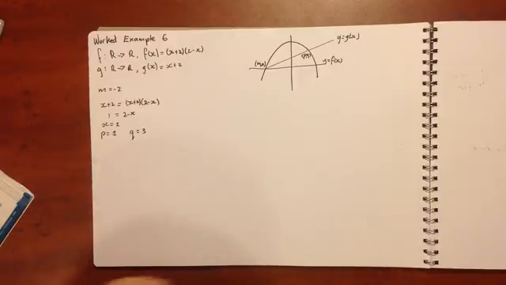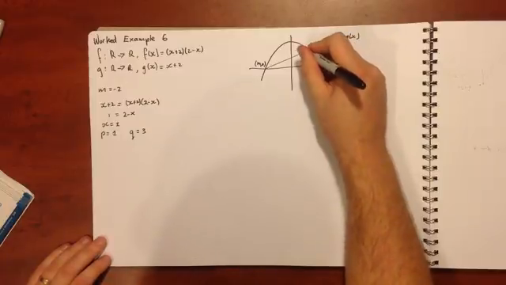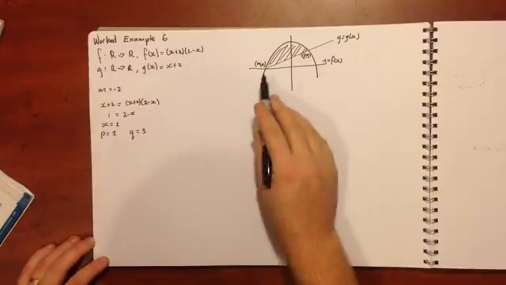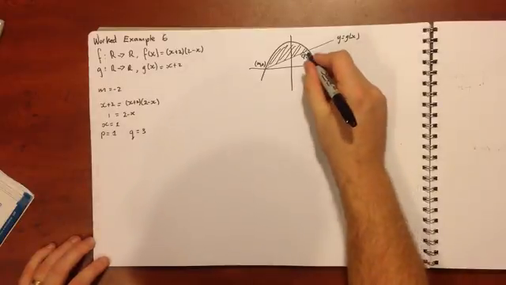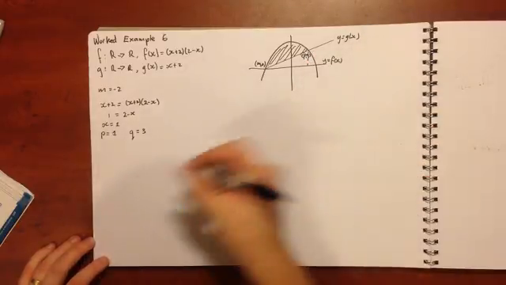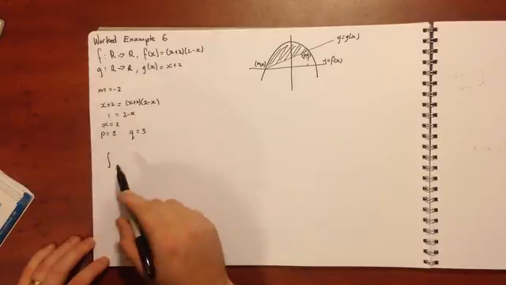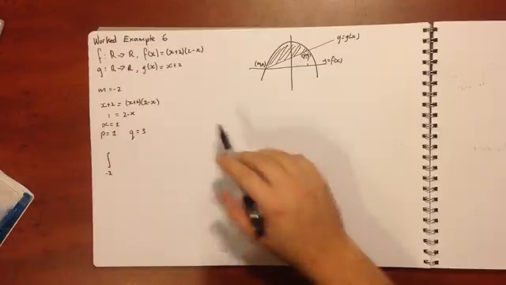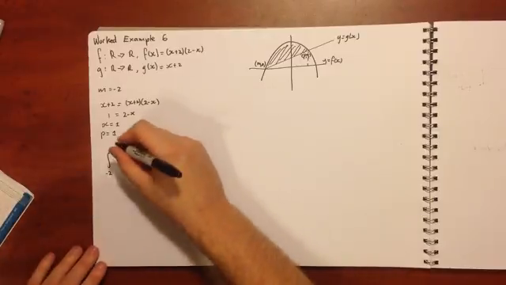Now we need to find the area bounded by the two curves. So we're trying to find this area here. So we needed these points, so we had our terminals. So we know we need to integrate now from our lower value, which is minus 2, up to our upper value, which is 1.